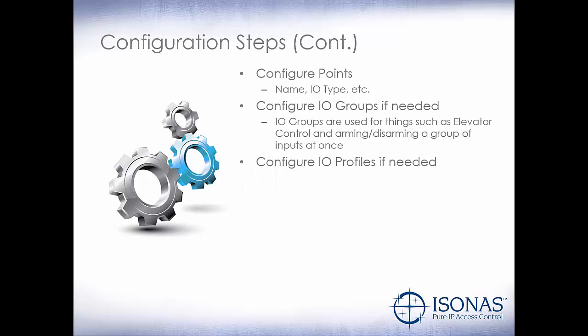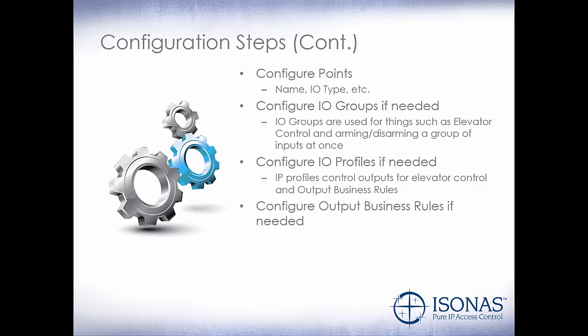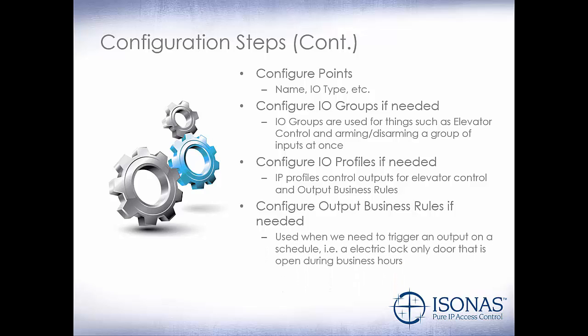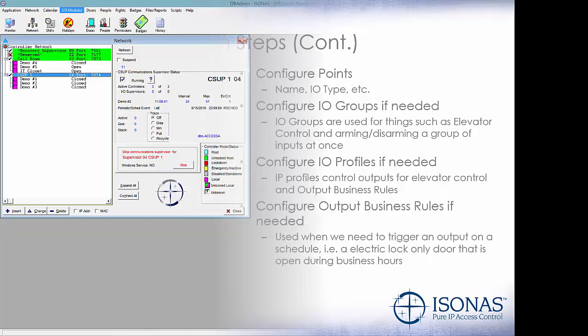Then we need to configure IO profiles if we need to. I/O profiles control outputs for elevator control and output business rules. Then finally, we need to configure output business rules if needed. Output business rules are used when we need to trigger an output on a schedule. For example, an electric lock only door that is open during business hours. Now let's jump into the software.